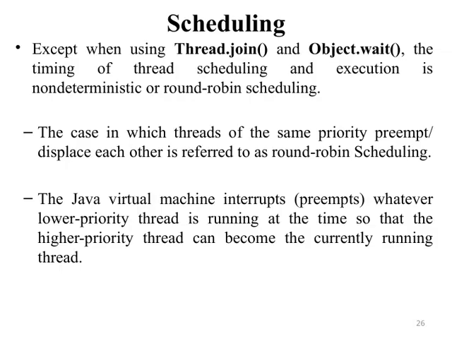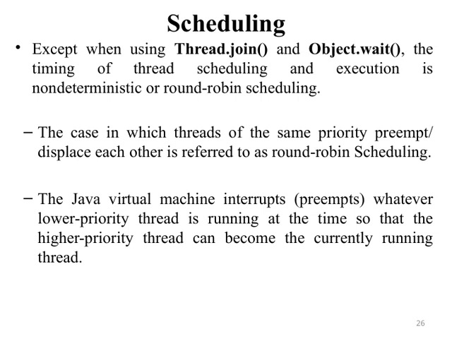When we talk about scheduling, it's important to understand that, aside from specific methods like thread join and object wait, the timing of thread execution is generally non-deterministic. This means that the JVM doesn't guarantee exactly when a thread will run, leading to a sort of round-robin scheduling approach. In round-robin scheduling, threads of the same priority take turns executing, each getting a slice of processing time in a fair, cyclic order.